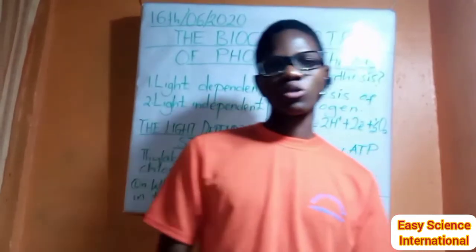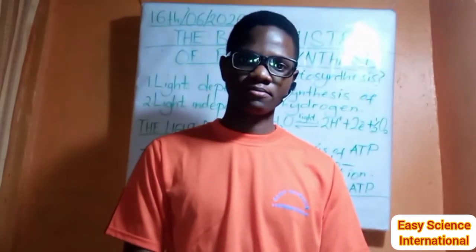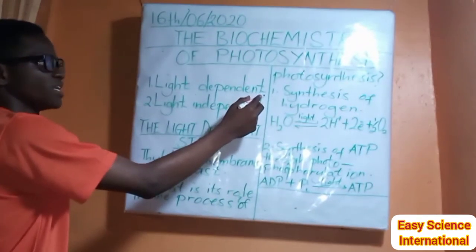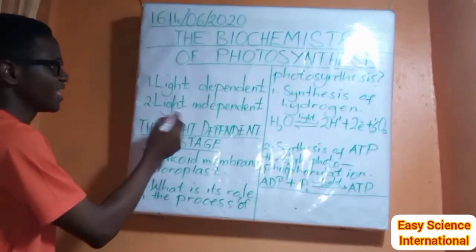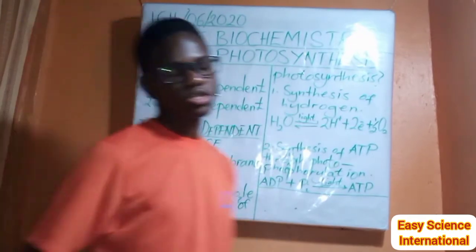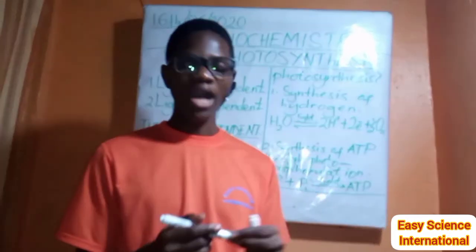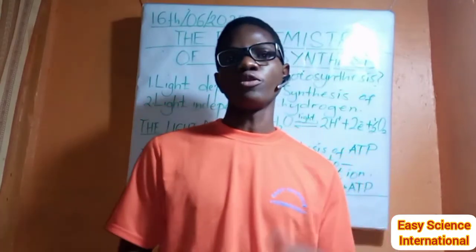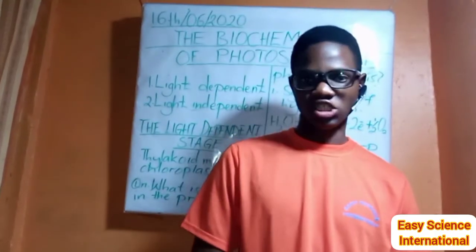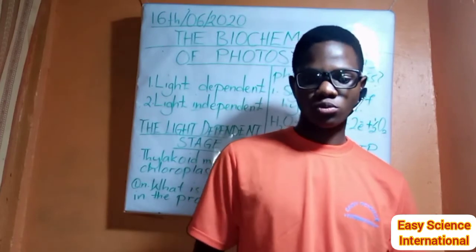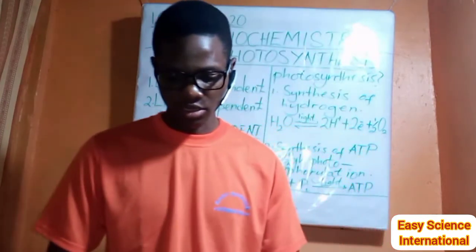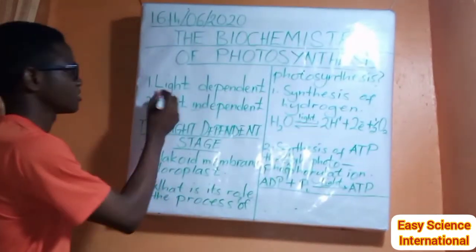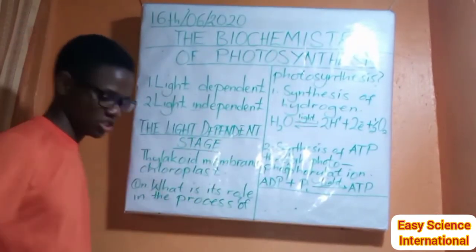So, photosynthesis occurs in two stages: the light-dependent stage and the light-independent stage. The light-independent stage occurs even if light is not present, and because of that, we also refer to it as the dark stage. So our main emphasis today is number one, the light-dependent stage.